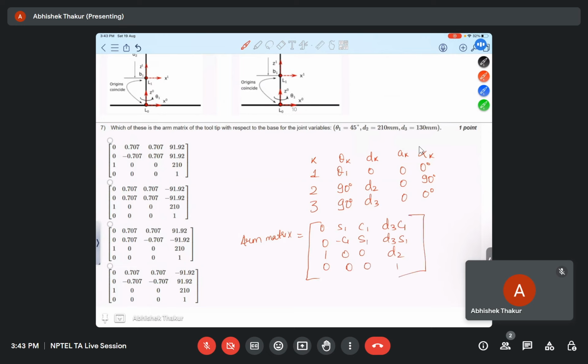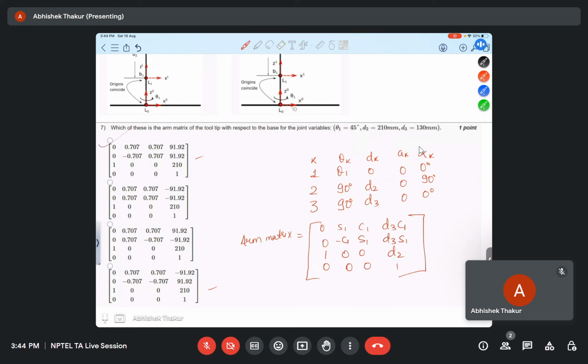When you substitute all the values, so here you will get theta 1 is 45 degrees, so sin theta 1 is 1 by root 2, and here will be minus 1 by root 2. So either of these two options are correct. And here D2 is 210. Now C1 and S1 should both be positive. So option A is the correct option.